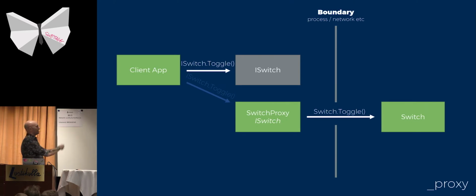So this is kind of what we're looking at normally in most cases. We have the client app just knowing the switch. The switch implementation is a switch proxy, and the switch proxy basically calls off to a switch somewhere else to do its work. So it's just a way of doing something on something else, but it looks like you're doing it locally. And as I said, not necessarily process or network boundary crossing, but generally that is what we're seeing.